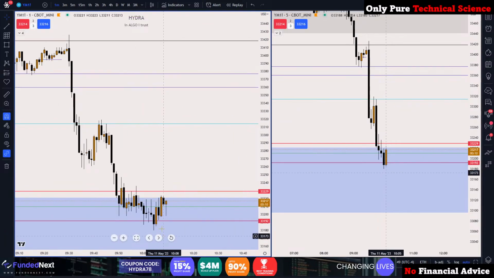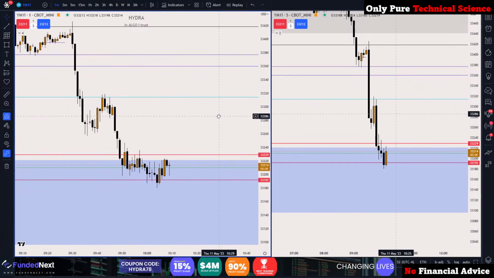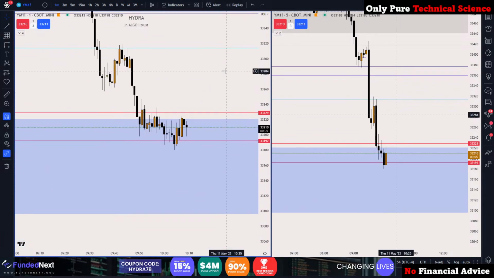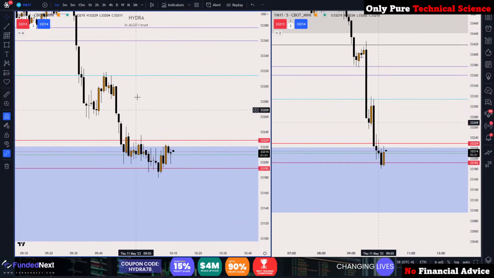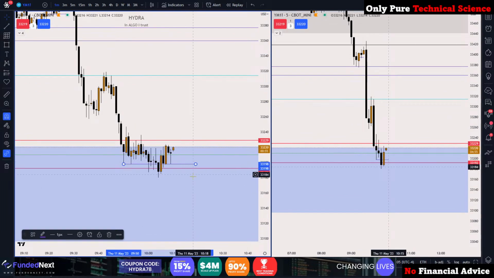Do you guys see a breaker block here in this choppiness? I don't see any fair value gap though to take a long. I do see a lot of fair value gap that will like short. I'm looking for a breaker block to be specific.